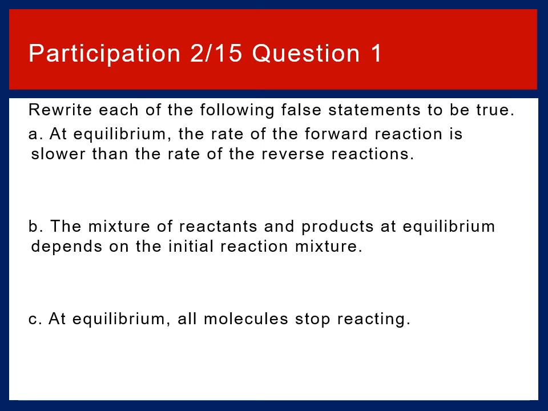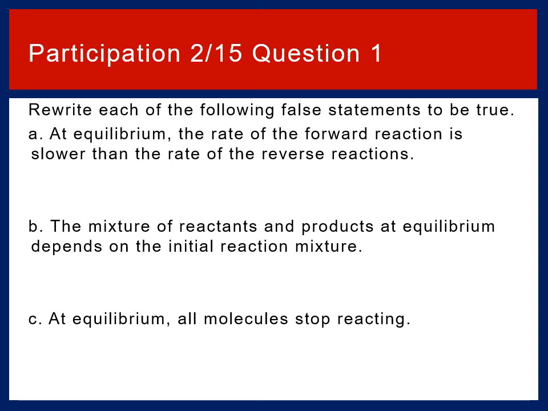Participation 215, question 1. Rewrite each of the following false statements to be true. A, at equilibrium, the rate of the forward reaction is slower than the rate of the reverse reaction. B, the mixture of reactants and products at equilibrium depends on the initial reaction mixture. And C, at equilibrium, all molecules stop reacting. This is the first question on participation 215, due Tuesday, February 15th at 11:55 p.m. over on Blackboard. The link to the assignment is where I upload links to these videos.